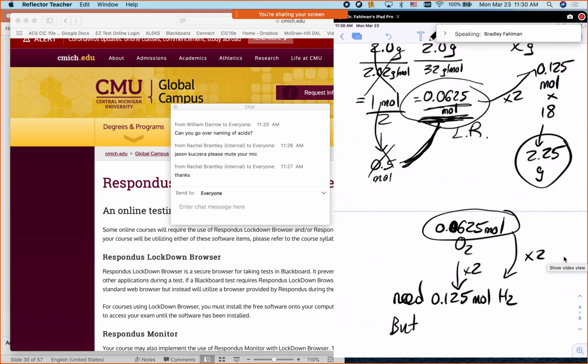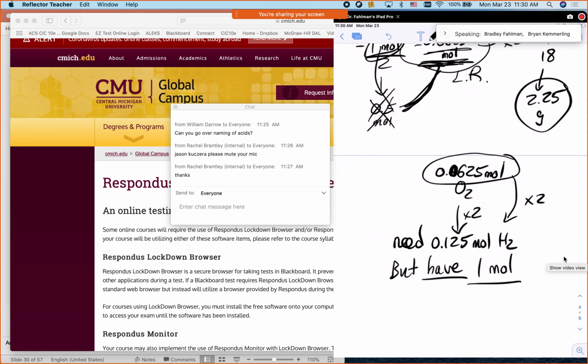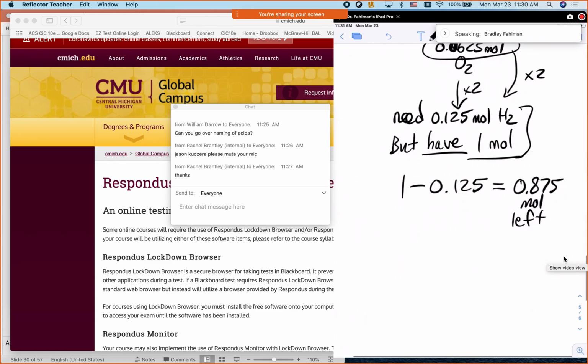Okay, but you have 1 mole. It's not this. That's just what we did to do a ratio. It's actually this, right? So you had 2 grams, and the molar mass was 2.02. And so you have more than what you needed, right? So just do 1 minus the 0.125, and that's 0.875. So that's how many moles of hydrogen you have left, and then it may ask how many grams or something like that, so then you would multiply by its molar mass, 2.02. So that's 1.77 grams of hydrogen left.